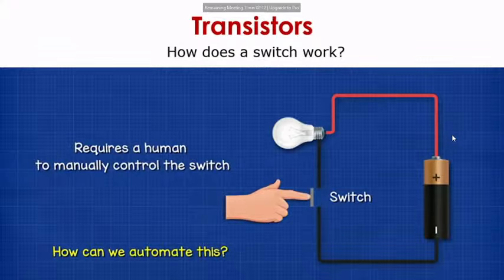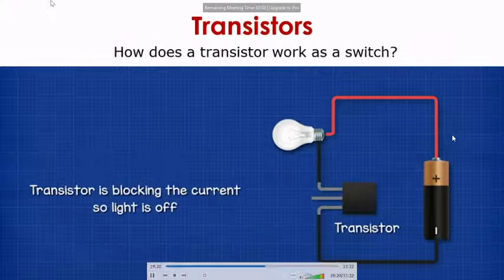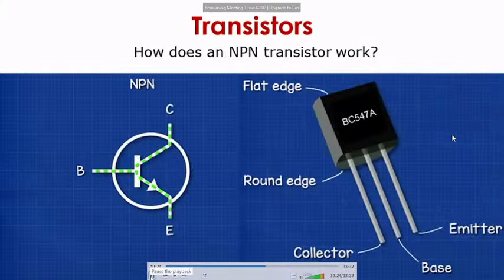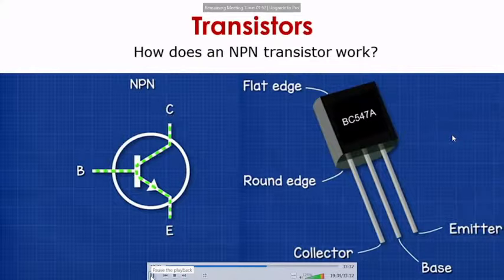We can automate this process of switching on and off using a transistor. As you can see, we have added a transistor as a switch. The transistor blocks the current right now, so the light is off. For current to flow from the collector to the emitter terminal, the base needs to have some minimum triggering current. Only then will the current flow.